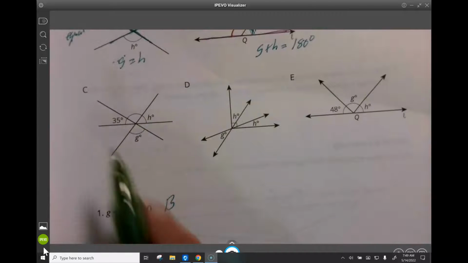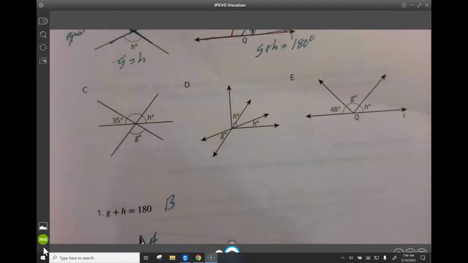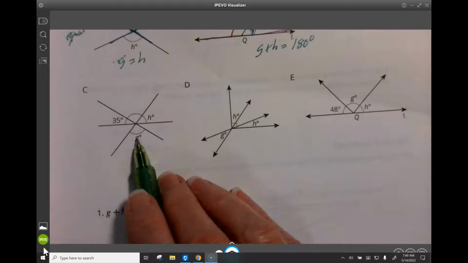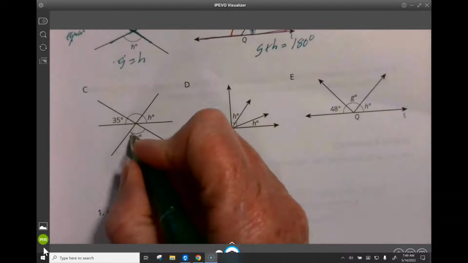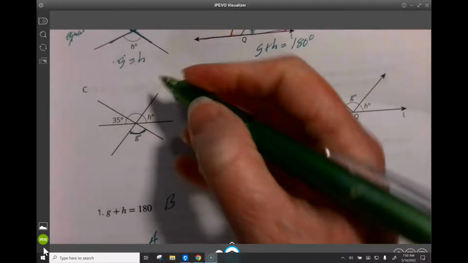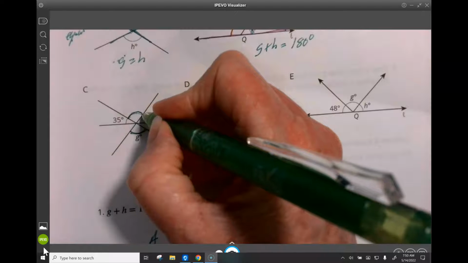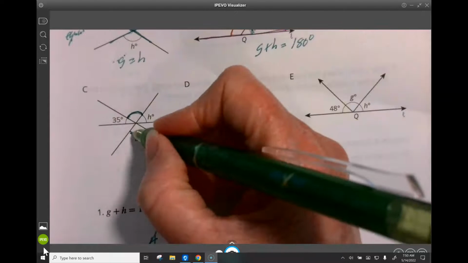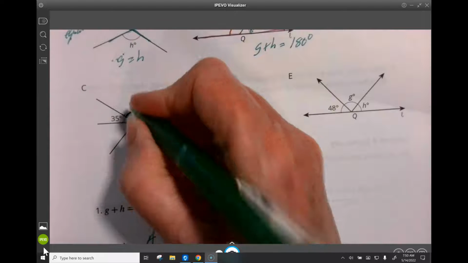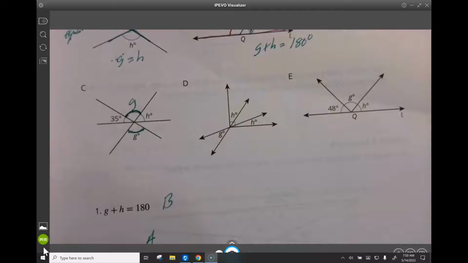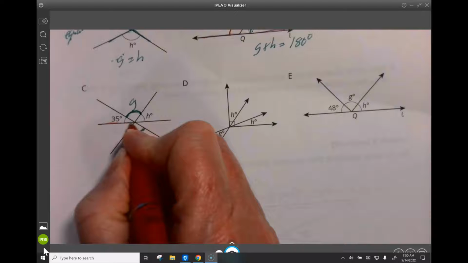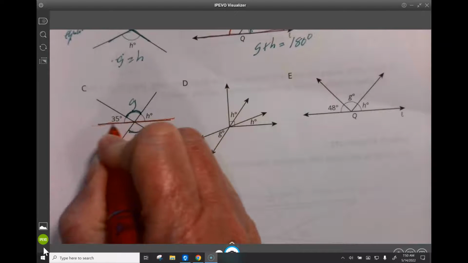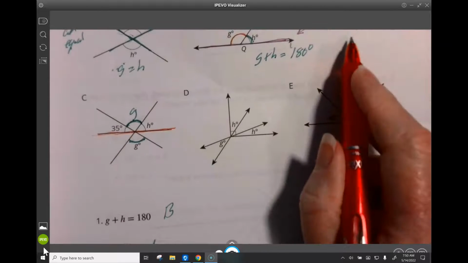Now C. Wow, we have a lot of things going on here. So what you're going to do is realize, what can I pick up? This angle right here is G. It is a vertical angle with this part and only this part. So if this is G, that's also G. And we're going to always write those in so we can refer to it. Now what we're looking at is this line, and this line is a straight angle. We just talked about that up here.